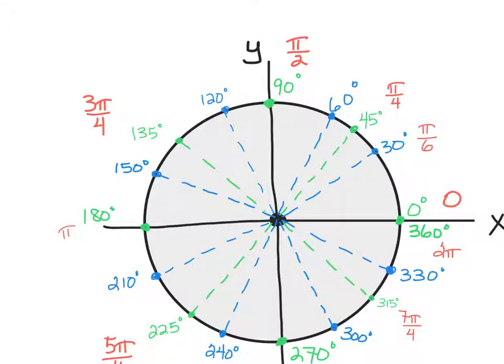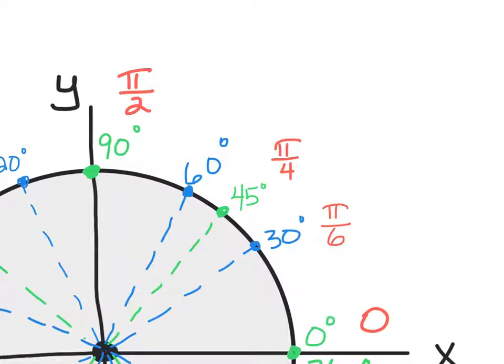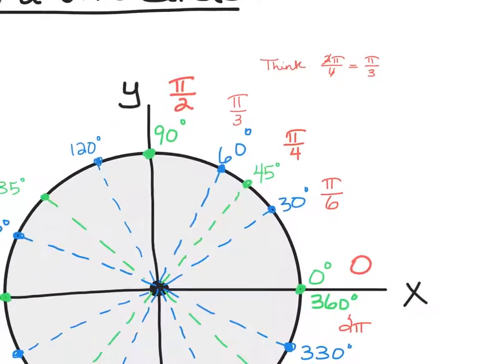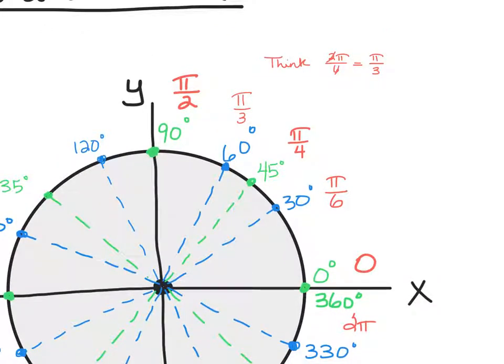60 degrees is twice 30. So if you think here for 60 degrees, think 2 pi over 6, and that simplifies to just pi over 3. Your 60 degree angle is pi over 3. So in the first quadrant, you've got pi over 6, pi over 4, and pi over 3.